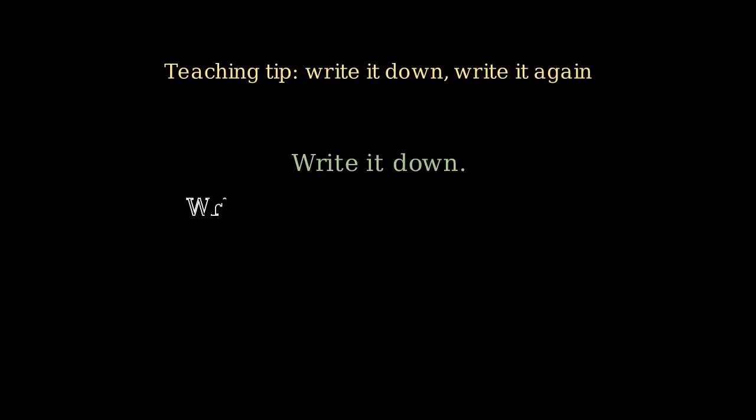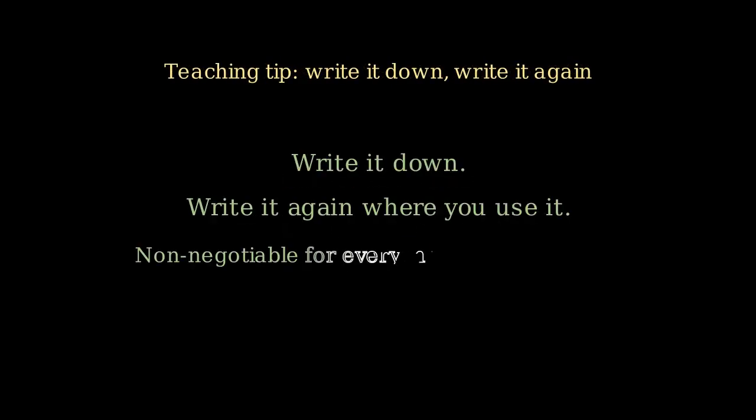So the teaching tip is this: write it down, then write it again where you use it, as a non-negotiable rule, not as optional working out. Every time a multi-stage problem produces a result you will need later, put it on paper twice, once when you calculate it, and once again right before you use it.